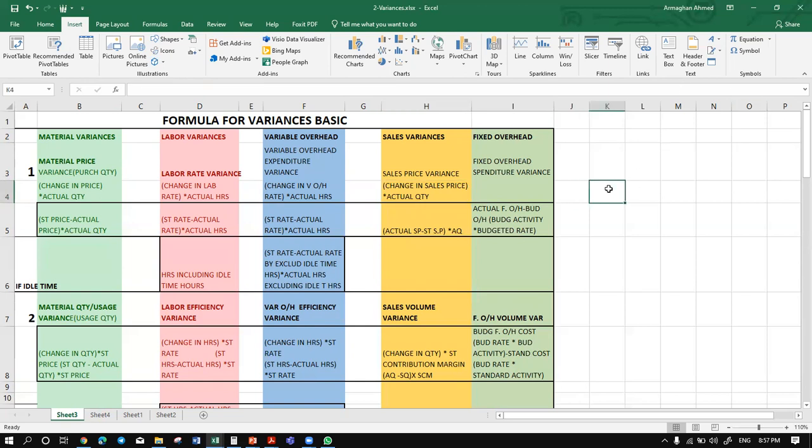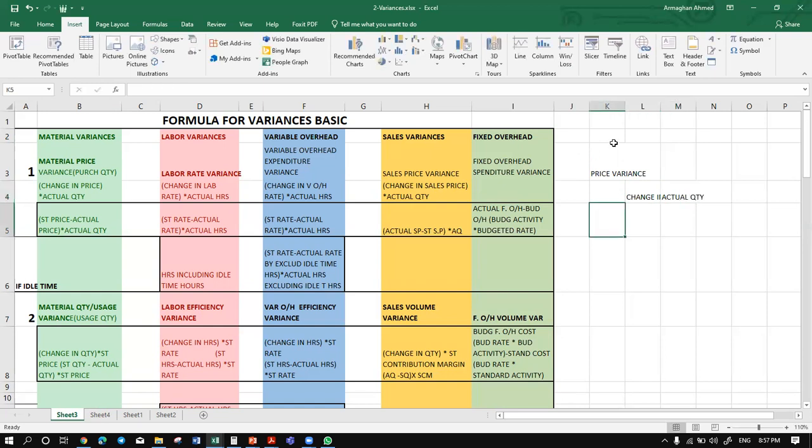So what is the formula for price variance? Simple formula, price variance formula. What is the formula? Can anybody tell me? The standard price minus actual price multiplied by actual quantity. Change in price into actual quantity.